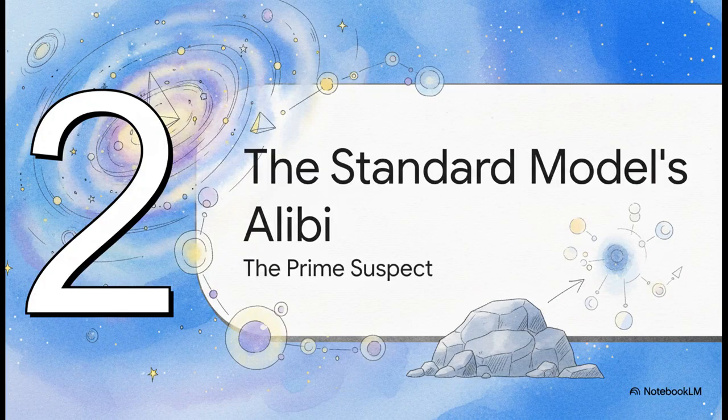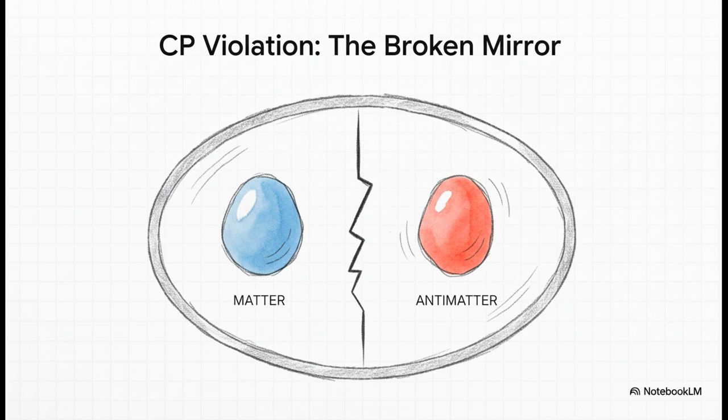Now, for decades, physicists had a prime suspect for this cosmic crime, an idea that comes straight from the standard model of particle physics. But as we're about to see, its alibi is, well, it's rock solid. Our suspect is called CP violation. And it's a real thing. We've measured it. It's a phenomenon where some of the universe's fundamental forces treat matter and antimatter just a little bit differently. It's a known asymmetry, right? A tiny crack in that perfect mirror between the two.